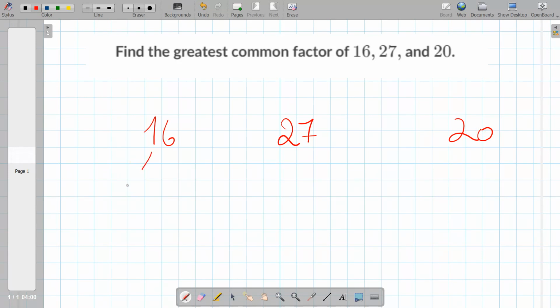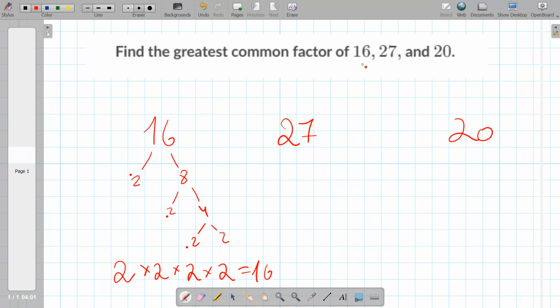So 16 is 2 and 8, 8 is 2 and 4, and 4 is 2 and 2. So 16 is 2 times 2 times 2 times 2. 1, 2, 3, 4. 8, 16.